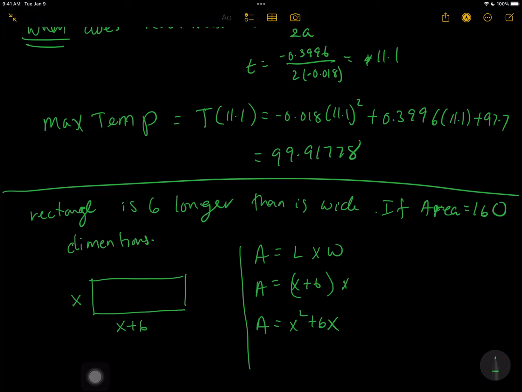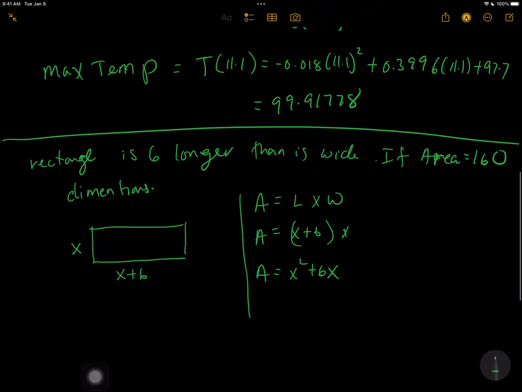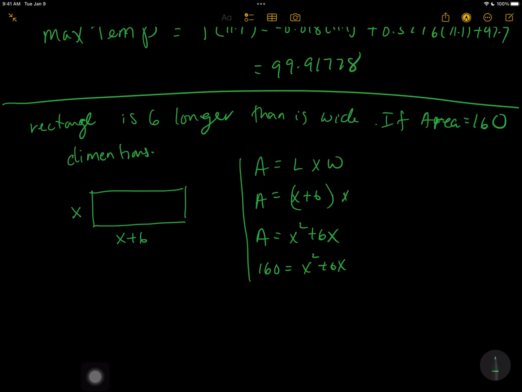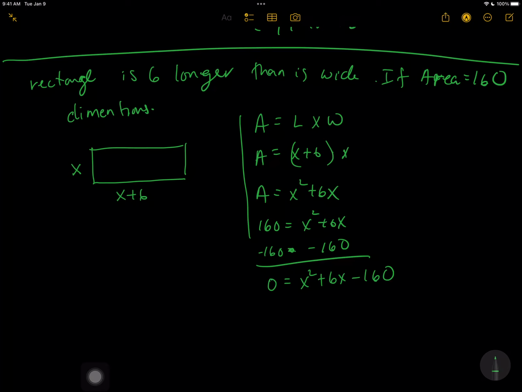And now they say, well, you actually know the area is 160. So it's going to be 160 equals x squared plus 6x. And so what I'm going to do is subtract 160 from both sides. Because again, the equation needs to be equaling 0. So 0 is equal to x squared plus 6x minus 160. I need to either factor this equation, or I need to use the quadratic formula, or I could complete the square as well.